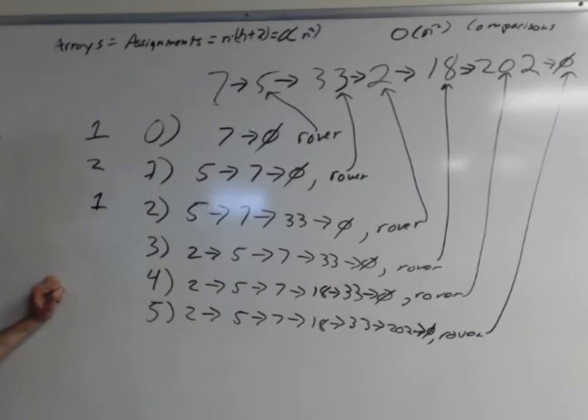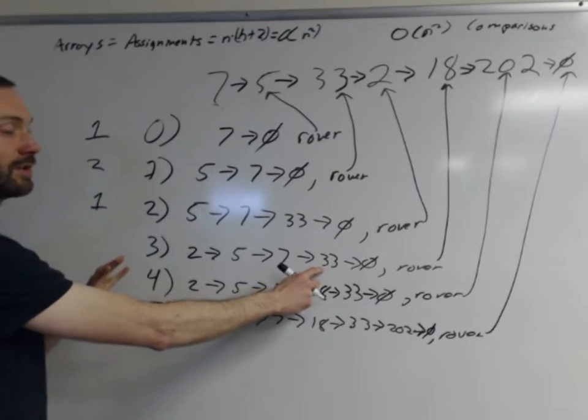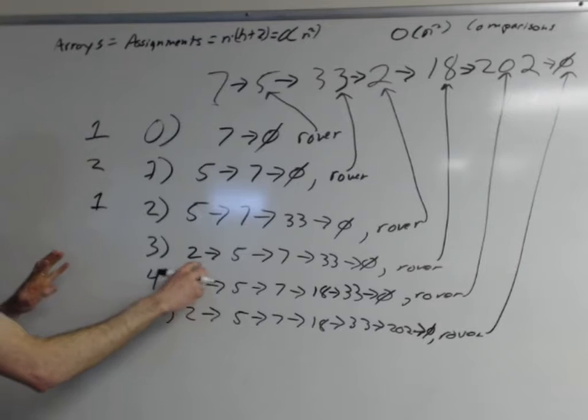You had the 18. How many comparisons did you do? 3. You had to do 4 because you had to know to stop when the 33 came. So you had to do 1, 2, 3. Okay, we're done.